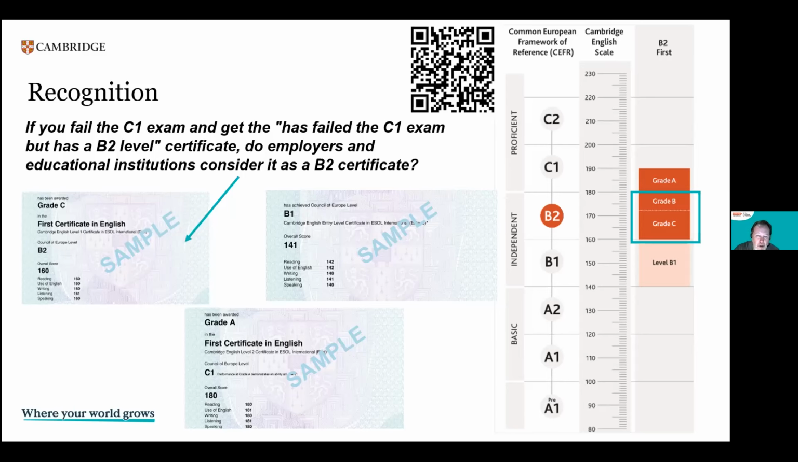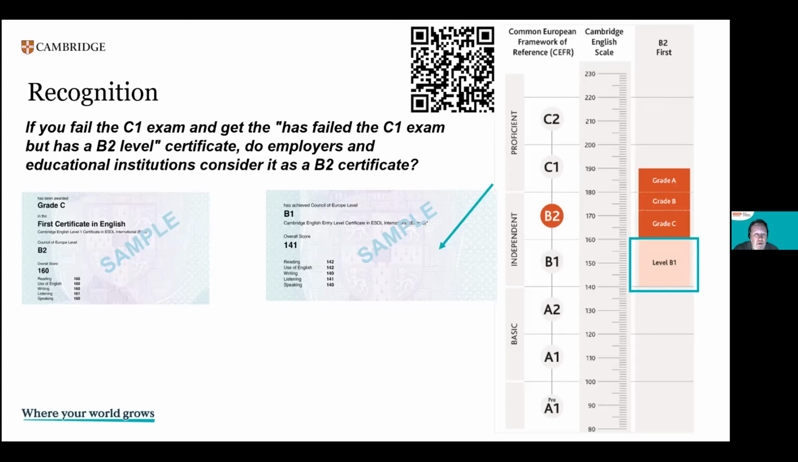If you don't reach 160, so that means you don't reach the B2 level. You're at 159. We will recognize the B1, and we will send you a certificate. The certificate won't have the name of first certificate in this case, but it will say that you have achieved a Council of Europe level of B1.